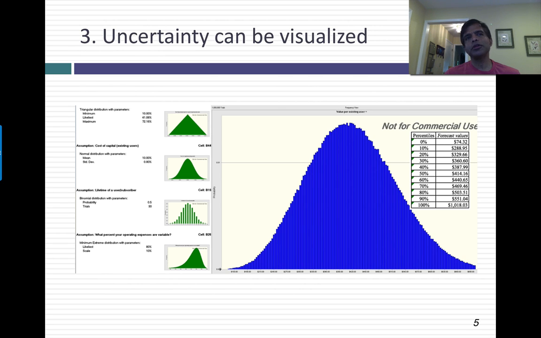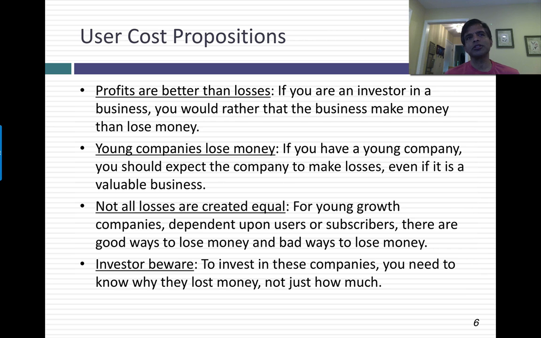So I wanted to put those three aspects of uncertainty on the table before I started talking about how I'm going to use my user-based model to extract some general propositions. So here's the first one. Now, when we look at companies and we're investing in companies, we want them to make money. That's stating the obvious. So it's not good for a company to lose money. That said, though, if you're investing in a young company, you should expect it to lose money.